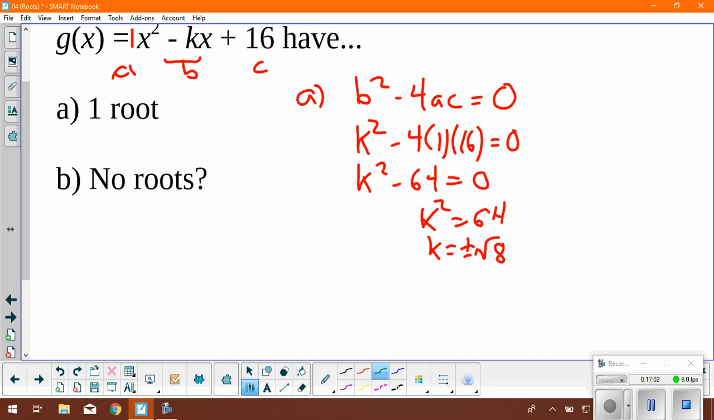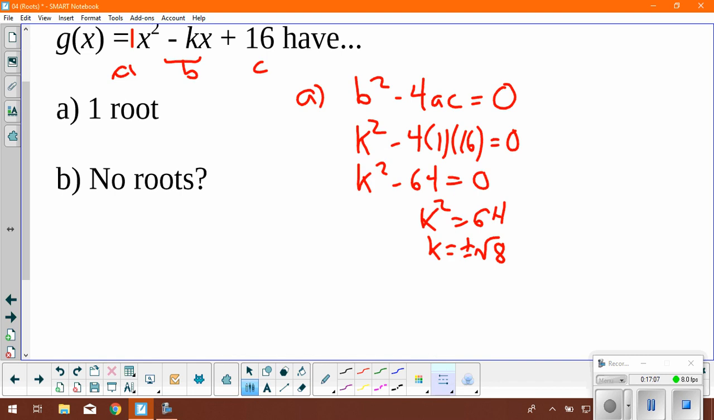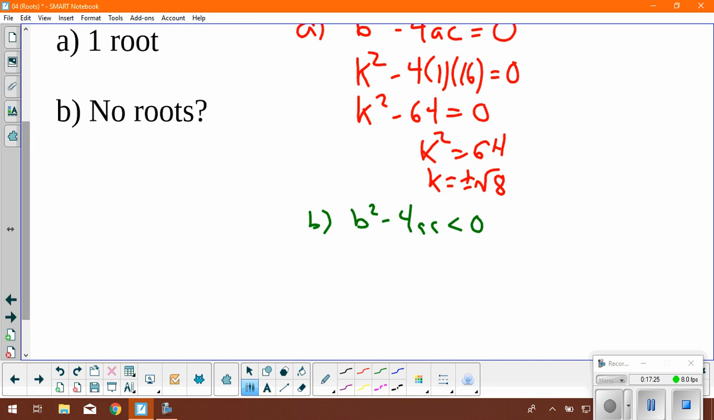All right, so now let's do the case for no roots. If there's no roots, we talked about this not too long ago, right? That means my discriminant has to be negative or less than 0. But this is going to play out almost exactly the same, right? I fill in my k, and I start rearranging. Eventually I'm going to get down to that same line up here. K squared is less than 64.